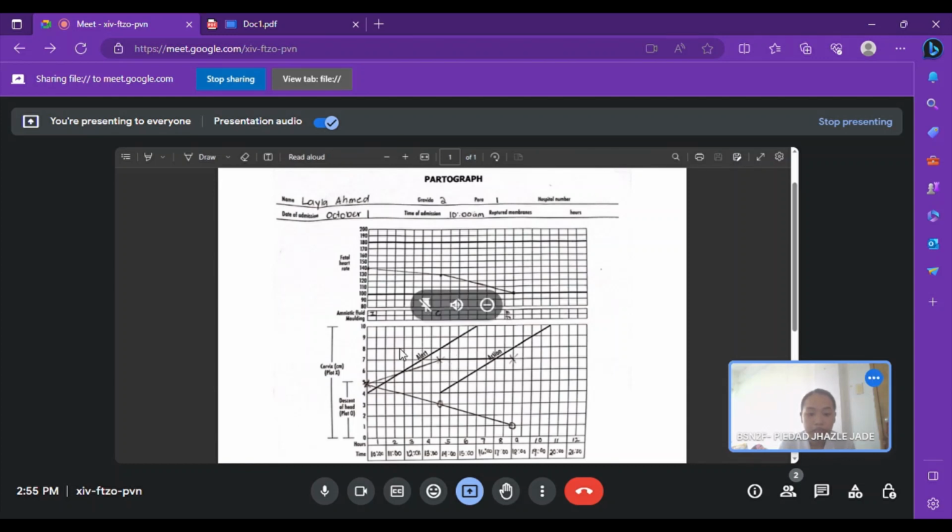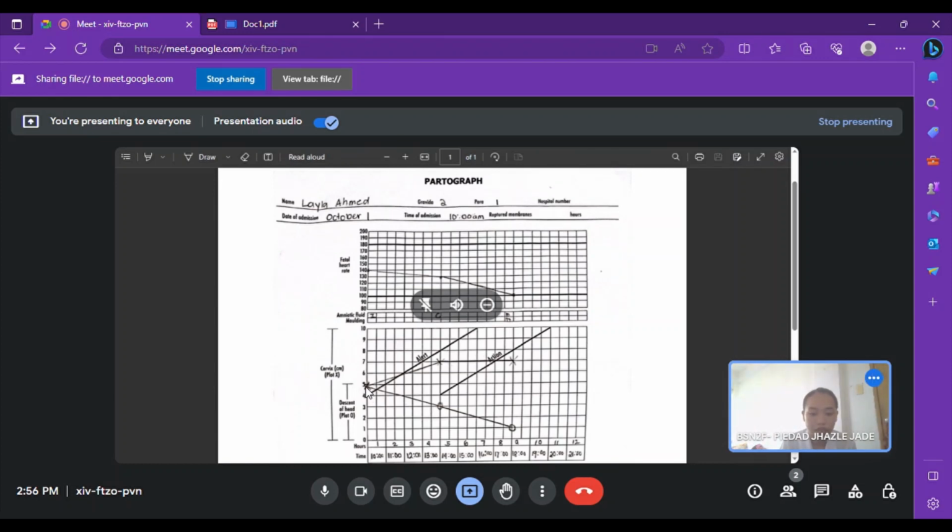Here, upon admission, the dilatation is at 5 cm, and after 4 hours, it became 7 cm. Then after 4 hours, it's still at 7 cm. So this line is a sign of arrested dilatation. This is when there is no progress of cervical dilatation for 1 hour in multigravida. Here we should assess the pelvic size, presentation, and position to rule out feto-pelvic disproportion. And after that, a decision should be made if cesarean delivery is to be done.